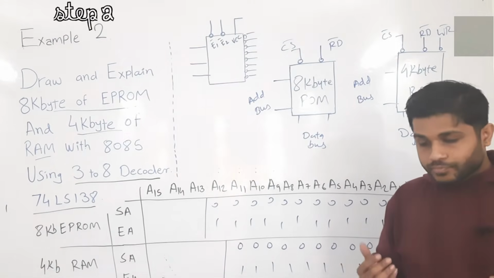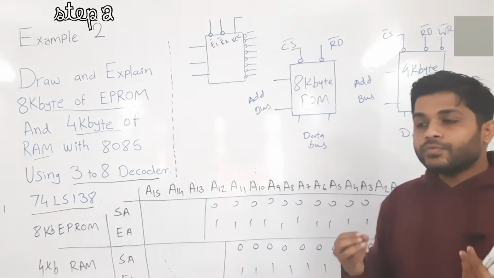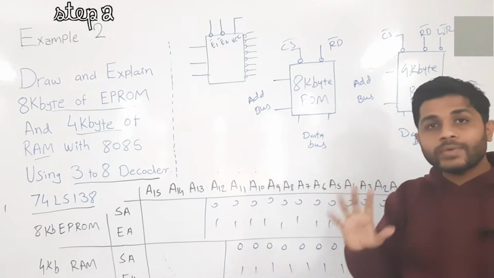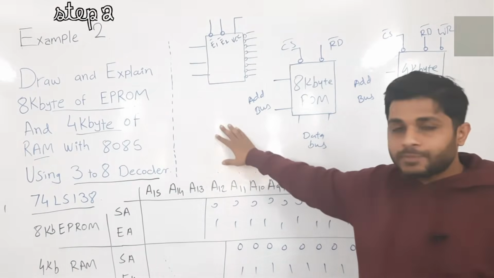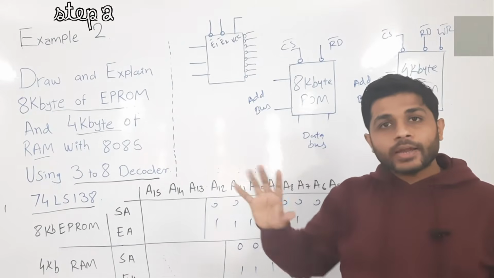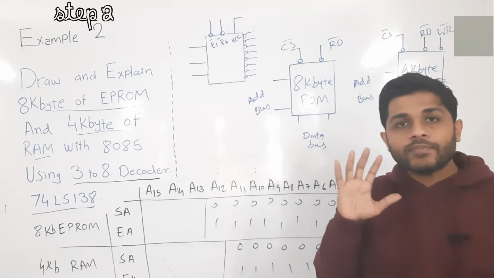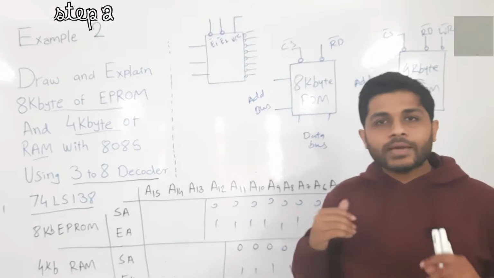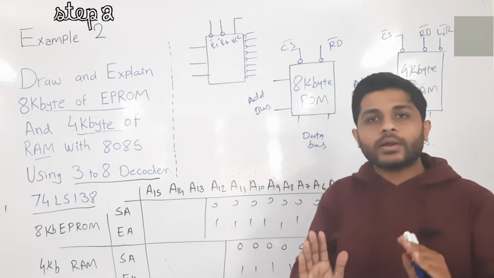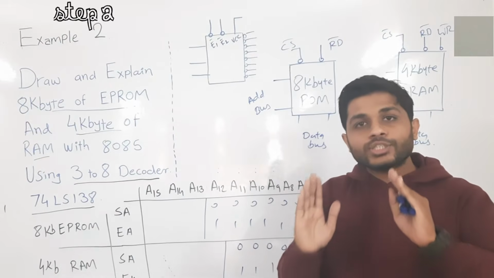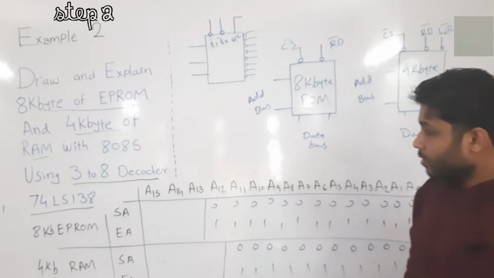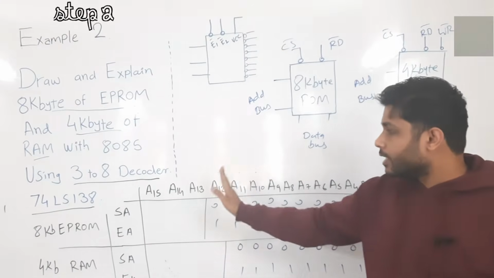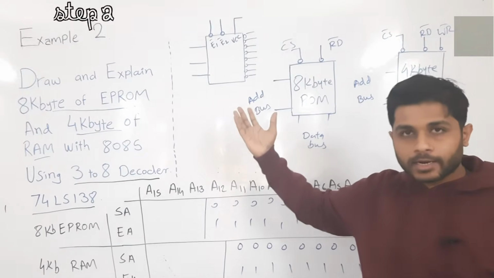Now remember, the address lines which are never used for interfacing memory will always be connected to the chip select logic, that is, to the decoder. So the remaining lines which are never used will always be connected to the decoder, and the use of those lines is chip select. So how many address lines are never used? A13, A14 and A15. So A13, A14 and A15 will be connected to chip select.